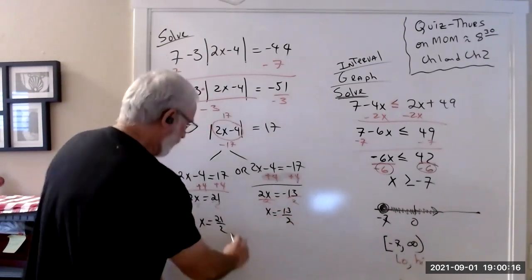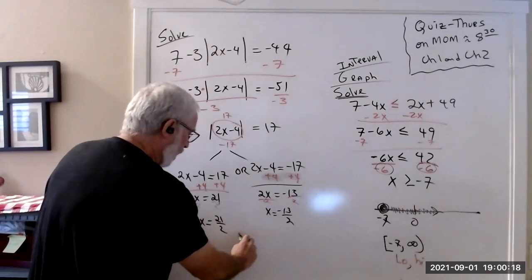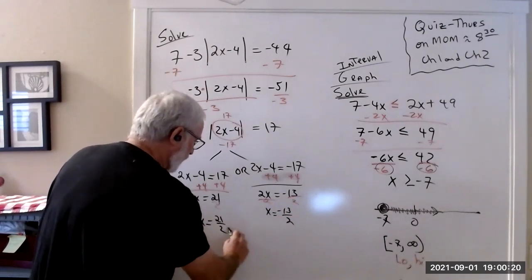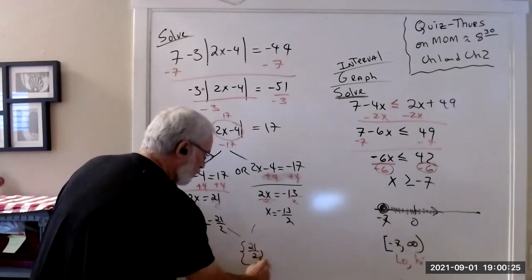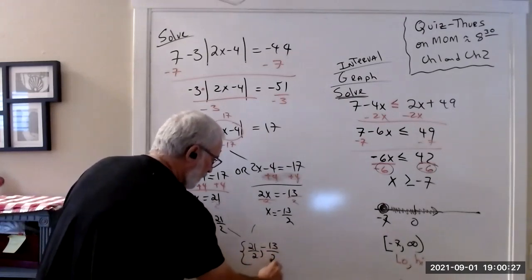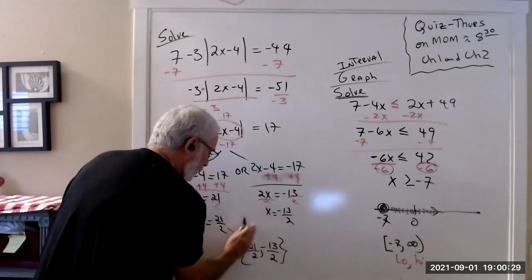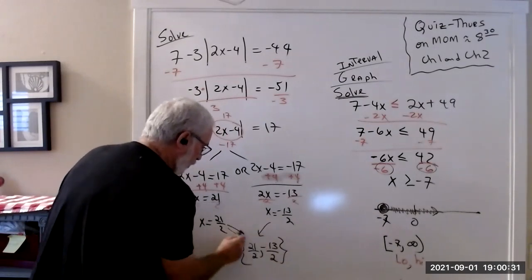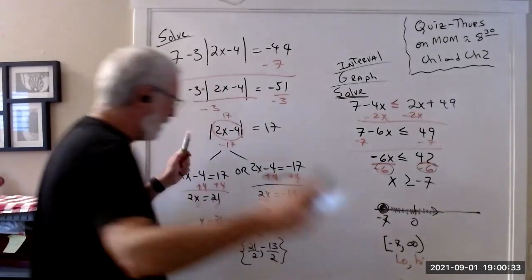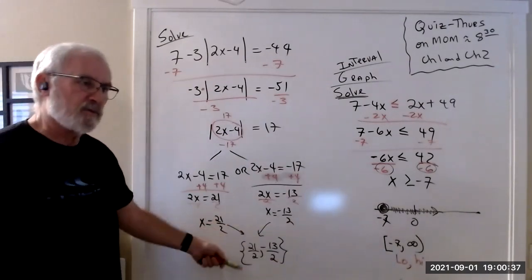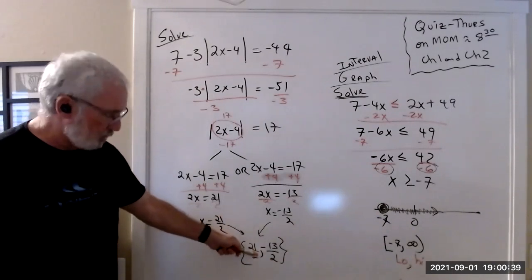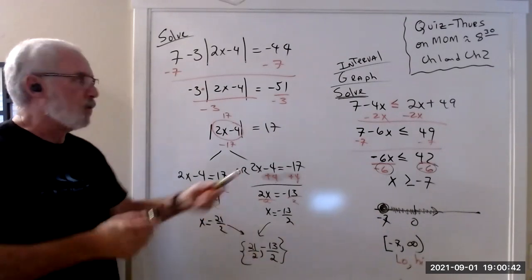Remember, you bring these two together into your final solution set: 21 over 2, comma, negative 13 over 2. We split it up into two different problems to get the two different answers, but you always bring the two answers into a single solution set when you're done with the problem.